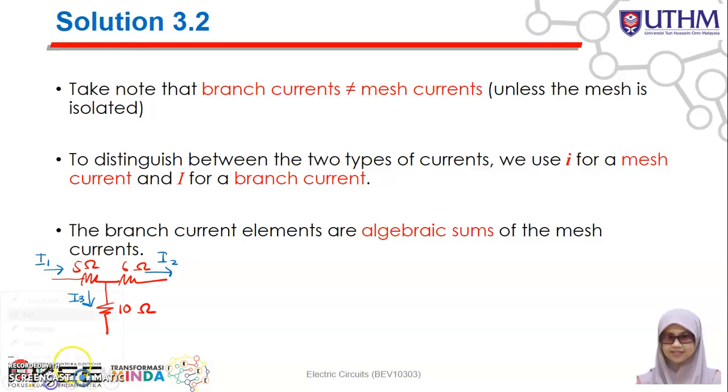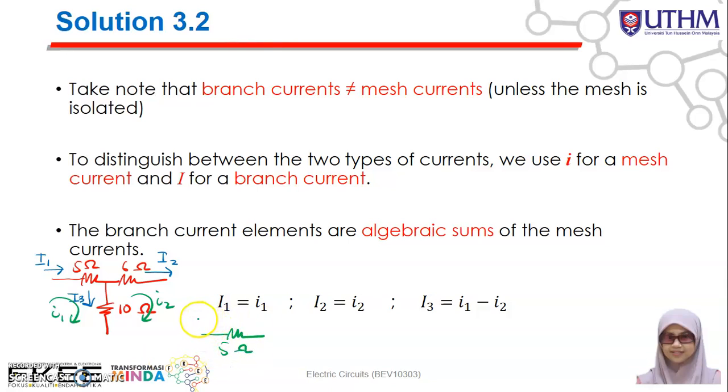At the same time, you also have the mesh currents, which are i1 and i2. Based on this figure, the relationship between the branch currents and the mesh currents is given by this. So how do we get this? You can just redraw it: you have the 5 ohm.